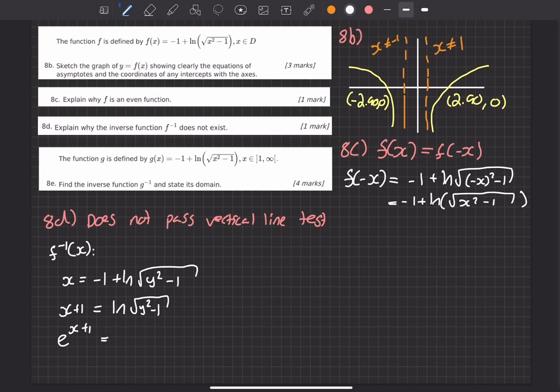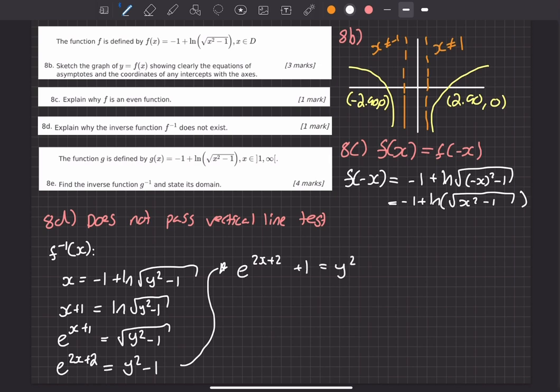x plus 1 equals root of y squared minus 1, using your unit 1 logarithm rules. Now we square both sides, so you have e to the power of 2x plus 2, again more exponential rules, equals y squared minus 1. Bring the 1 across, you have e to the power of 2x plus 2, plus 1, equals y squared. Now you square root both sides, and the inverse function is plus or minus the square root of e to the power of 2x plus 2, plus 1. So you have this plus or minus here, meaning two solutions, hence there's no inverse function.